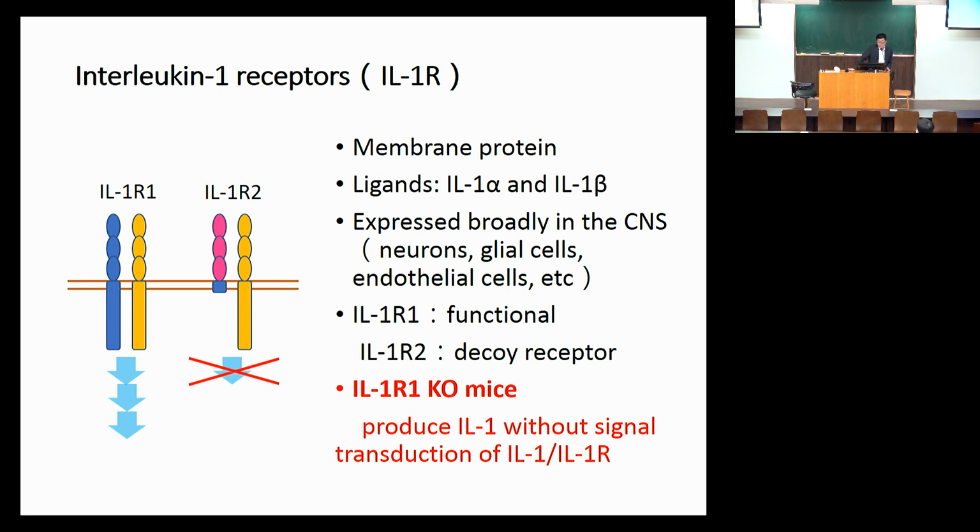Actually, these two are different. Interleukin-1 receptor 1 is the functional one. Type 2 is a decoy. It doesn't have any function. So in this study, I use the interleukin-1 receptor 1 knockout mouse, which means that with these knockout mice, they can produce interleukin-1, but this interleukin-1 doesn't work in their body. It means you can use these mice to study the function of interleukin-1 in the body.